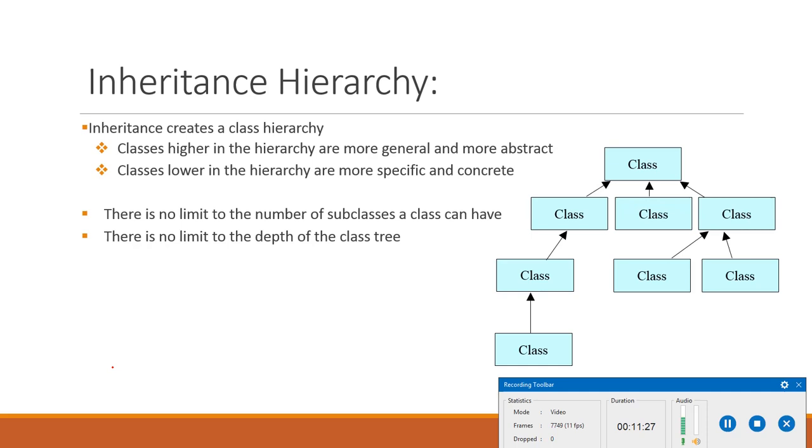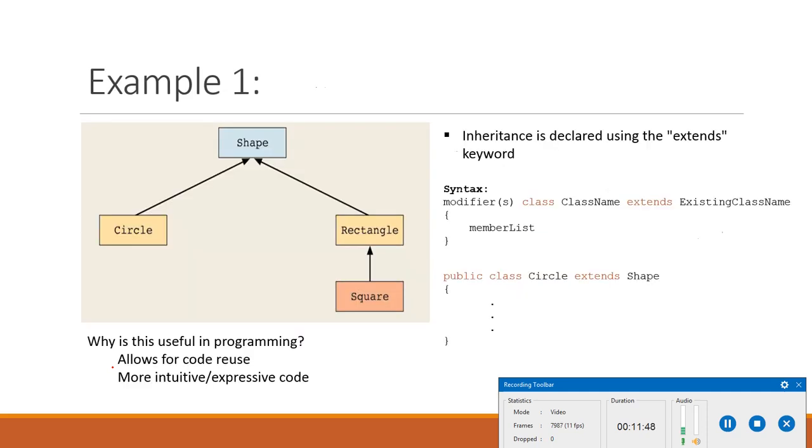Classes higher in the hierarchy are more general and more abstract. Classes lower in the hierarchy are more specific and more concrete. There is no limit to the number of subclasses a class can have. A class can have any number of subclasses. There is no limit to the depth of the class tree also.